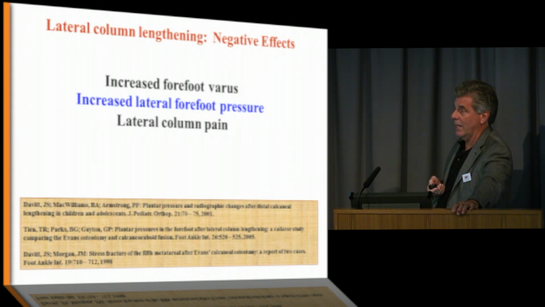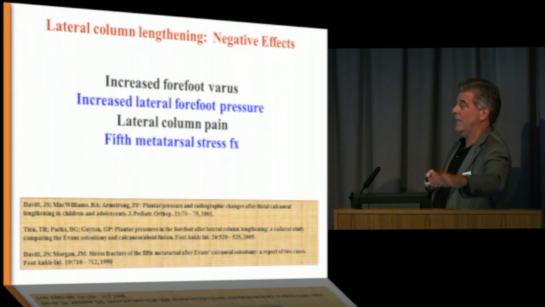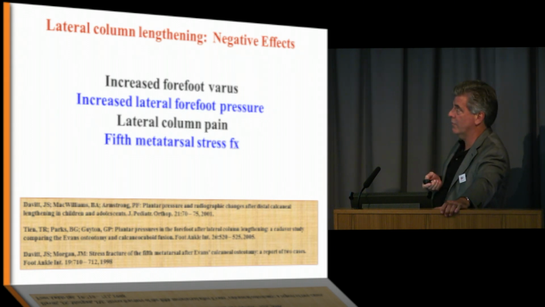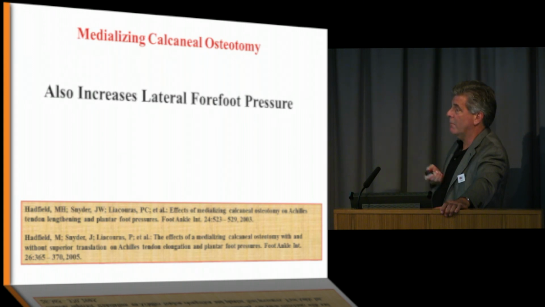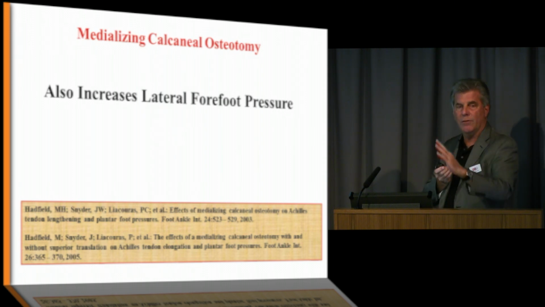And in many cases, it creates lateral column pain if you overcorrect them, and it can even cause stress fractures in the lateral column because of the increased pressure you've exerted. But by increasing that lateral forefoot pressure, it reciprocally pronates the forefoot on the rear foot. Another popular surgical procedure is the medializing calcaneal osteotomy. This study showed that as we medialize the calcaneus, we reciprocally increase lateral forefoot pressure. That's twisting the plate. Invert the rear foot, evert the forefoot.